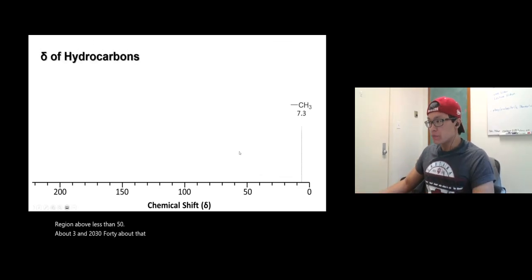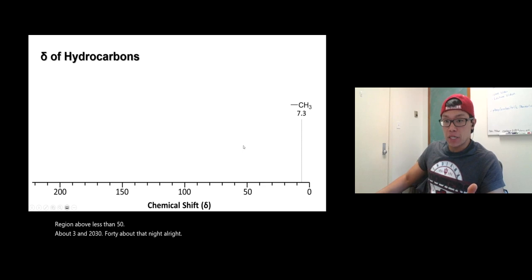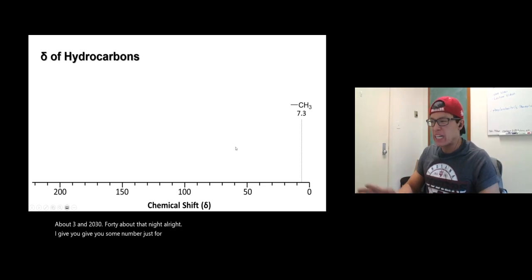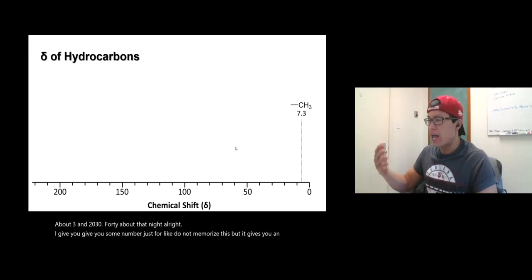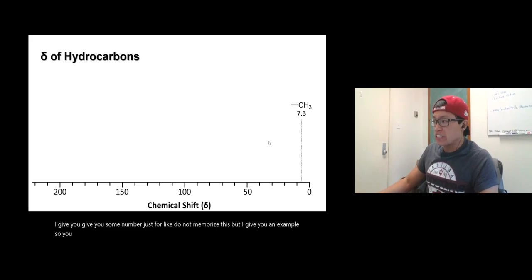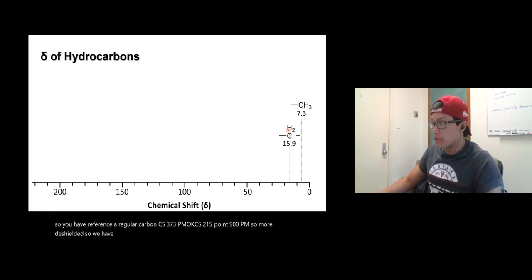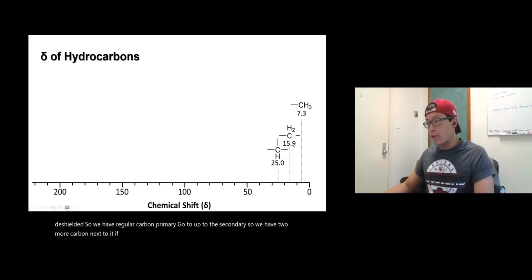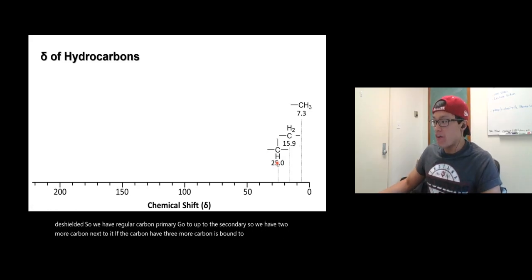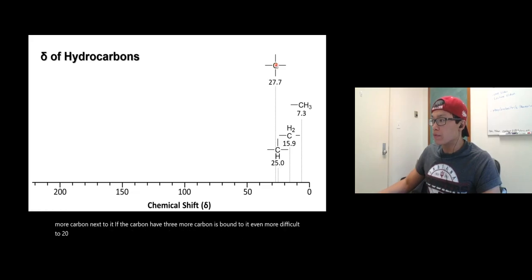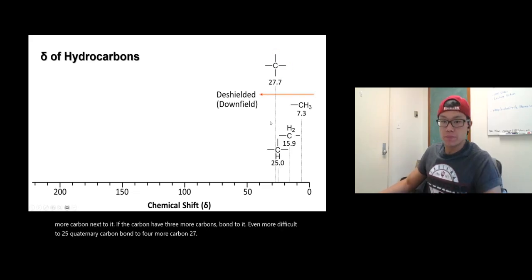All right. I give you some numbers, but do not memorize these. I give you an example so you have a reference. A regular carbon CH3 is 7.3 ppm. A CH2 is 15.9 ppm, so more de-shielded. So we go from primary carbon to secondary, with 2 more carbons next to it. If a carbon has 3 more carbons bonded to it, it's even more de-shielded, 25. A quaternary carbon bonded to 4 more carbons is 27. Okay, so we have that trend.